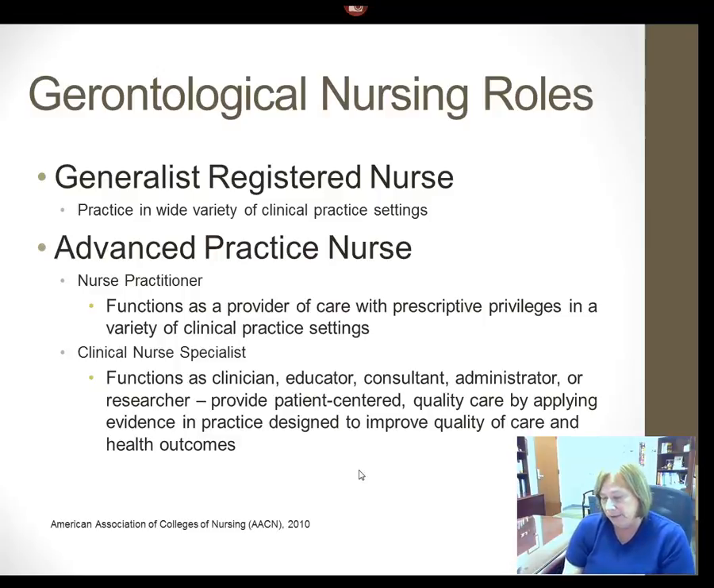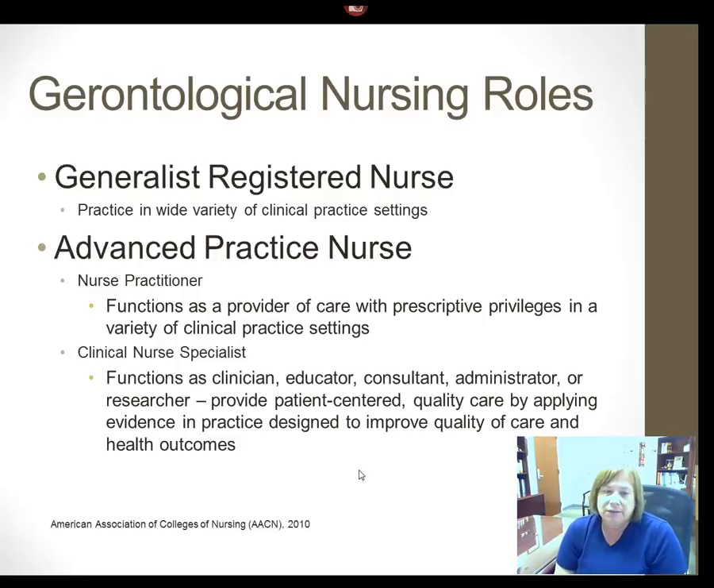It could be in the emergency department, critical care, medical surgical units, home health services, it could be long-term care, it could be in physicians' offices and clinic settings. So again, the generalist registered nurse does provide care for older adults. And that highlights the need for a course similar to this.